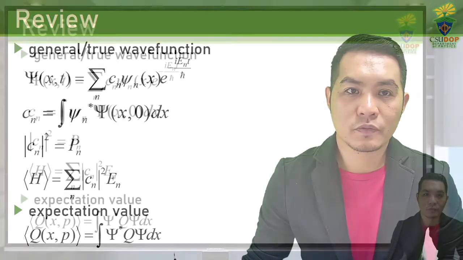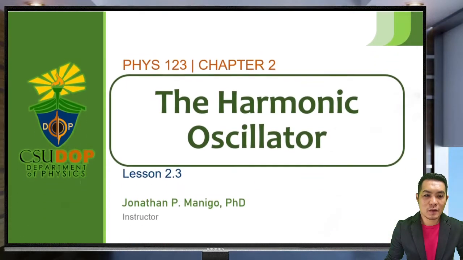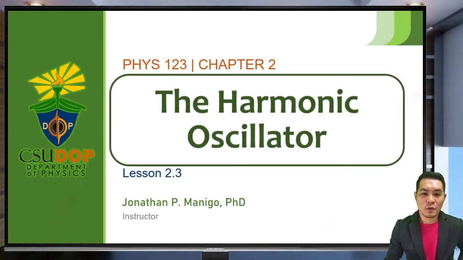Okay. So let's now proceed to our lesson, which will now be on the harmonic oscillator. For this lesson, our U, the potential energy, will be that of the harmonic oscillator. You have actually encountered this potential energy before in classical mechanics and in your basic physics: the potential energy of a spring, 1/2 kx squared.